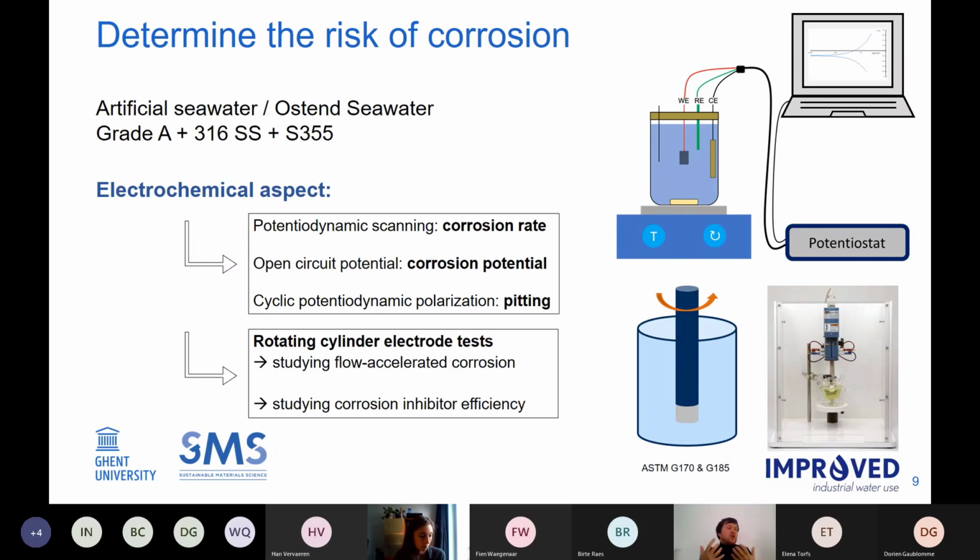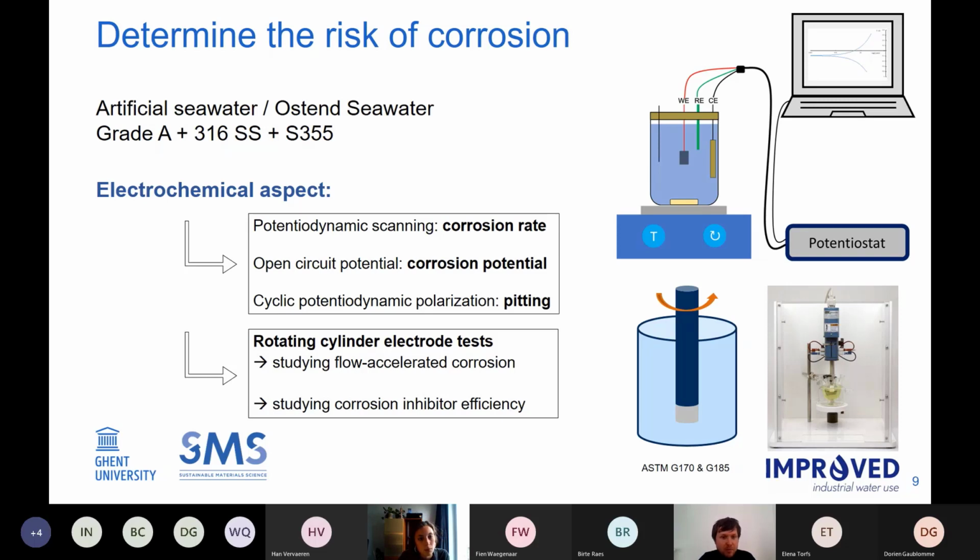Here we will use, as a solution, not acetic acid, but seawater. In the lab, we will use artificial seawater to fully control the conditions, but we will also use Ostend seawater to include, for instance, the role of microbial activity. Three different material grades are also included, and we will start with the electrochemical aspect. As explained before, the corrosion rate will be determined.